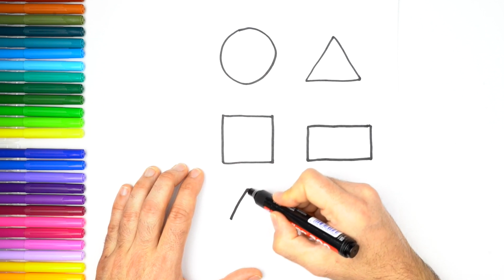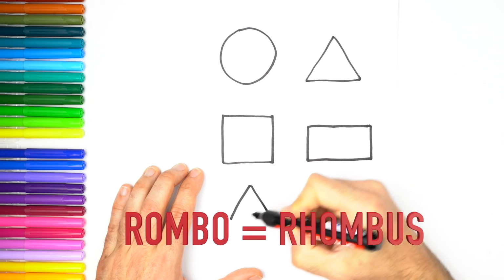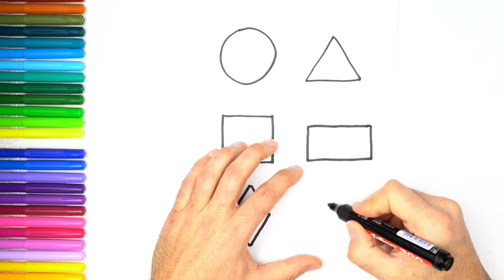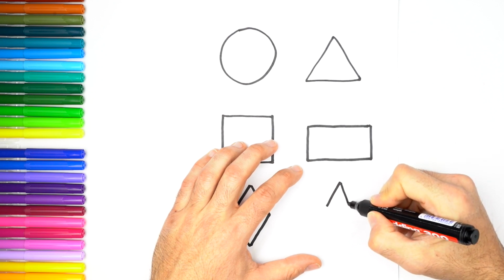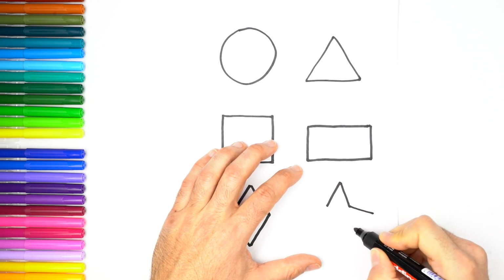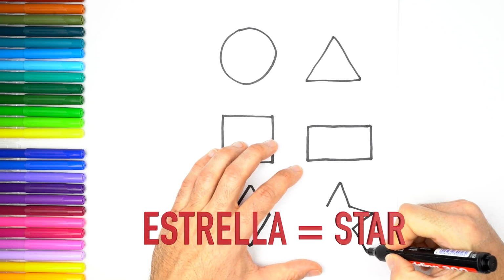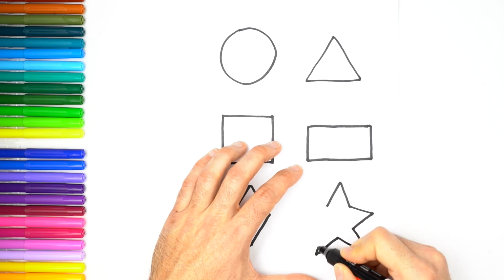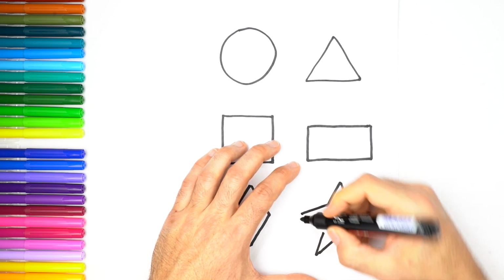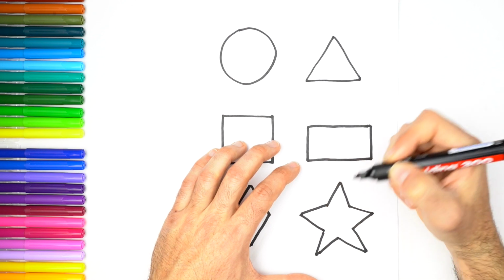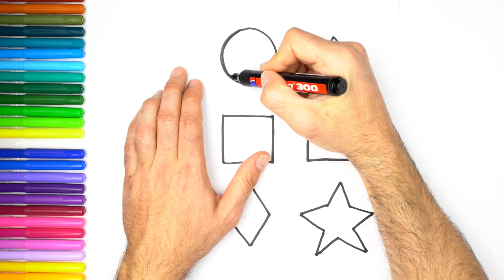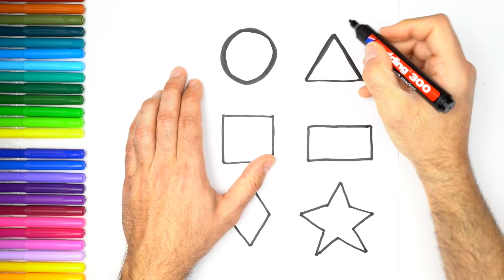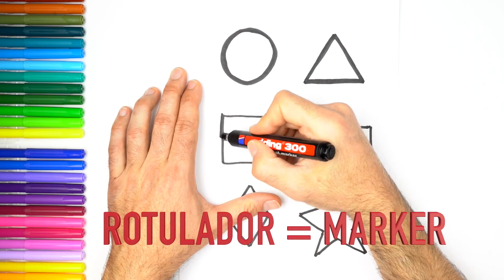Let's go with the rhombus that in Spanish is said ROMBO. Now we draw a star that in Spanish is said ESTRELLA. Now we use a larger marker to highlight our drawing. Marker in Spanish is ROTULADOR.